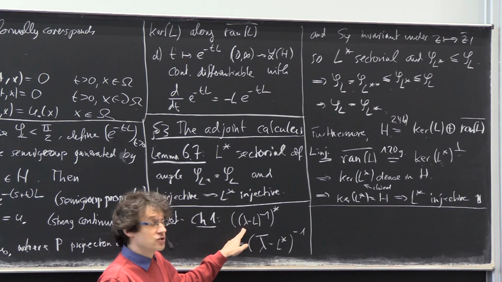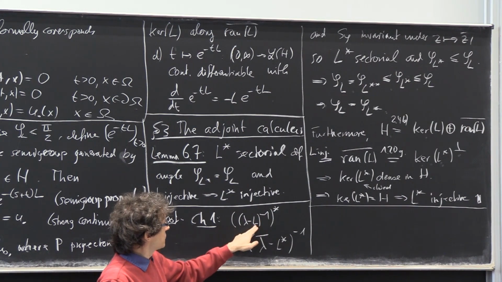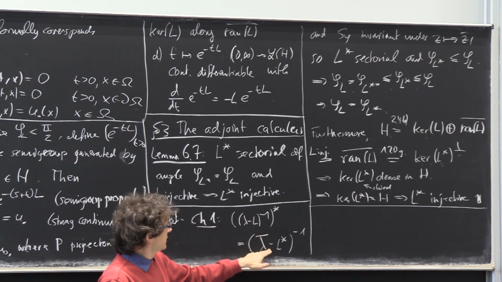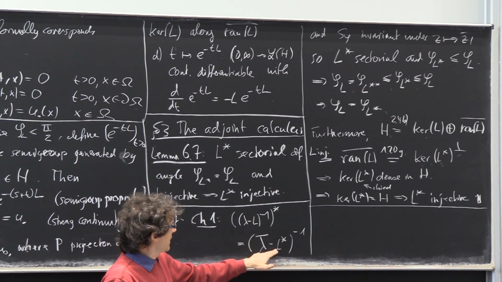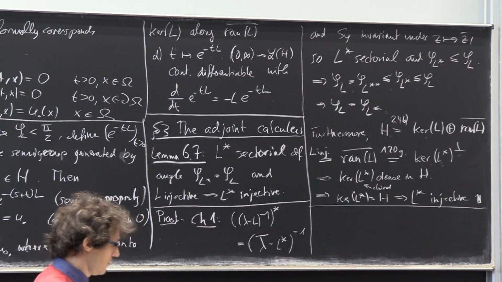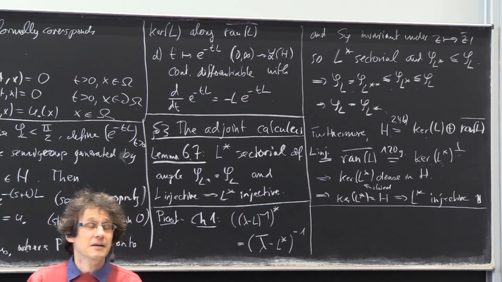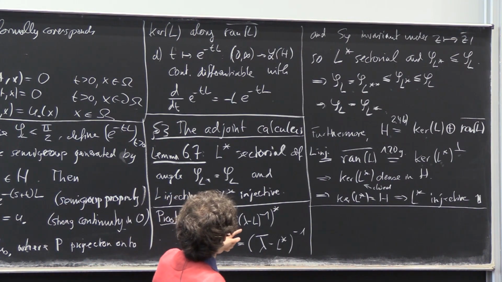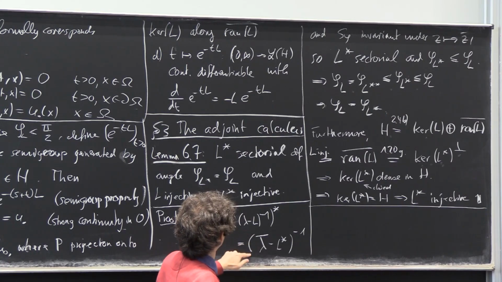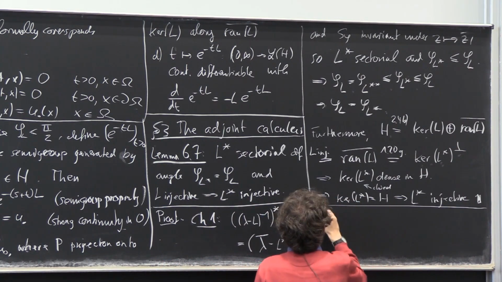If you take the function (lambda minus z) to the minus 1, this formula tells you that the adjoint of (lambda minus z) to the minus 1 in the L calculus is (lambda bar minus z) to the minus 1 in the L star calculus. So there seems to be some link. How do these two functions relate? This is the so-called holomorphic conjugate.